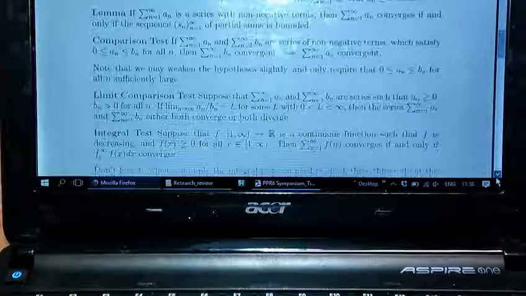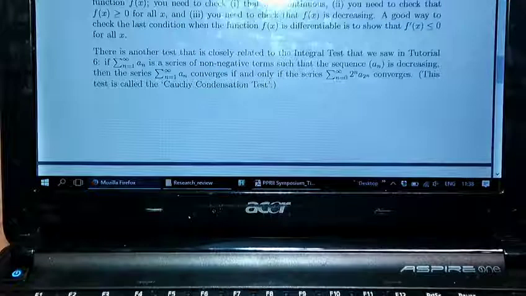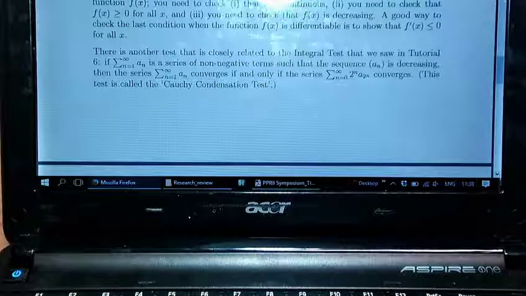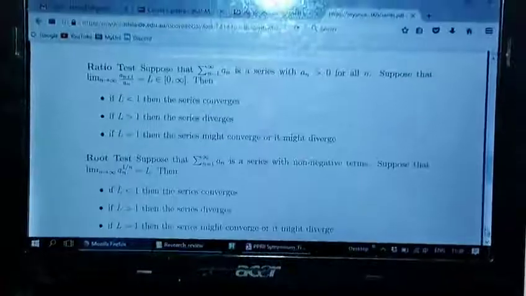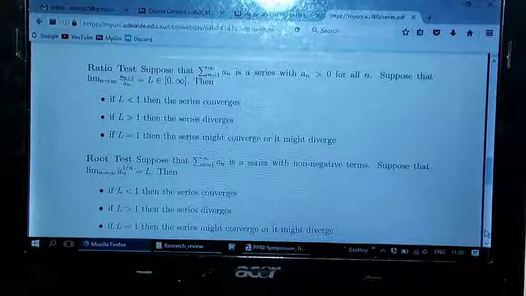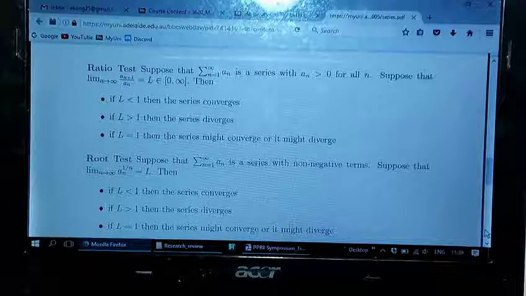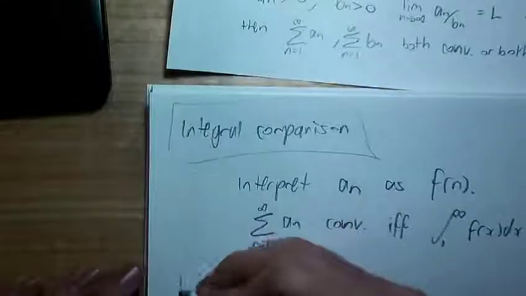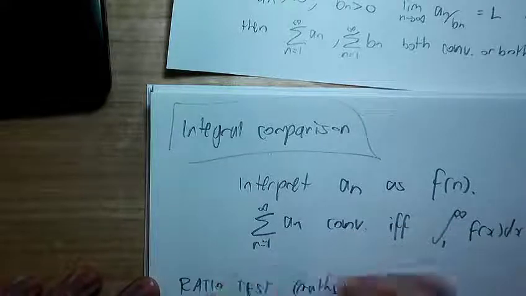And then we've got the fancy ones, right? Oh, what did that just say? Ah, the Cauchy condensation test. Well, that doesn't sound like fun. That's kind of interesting. But anyway. So the ratio test is from Maths 1B, and then the root test is interesting.